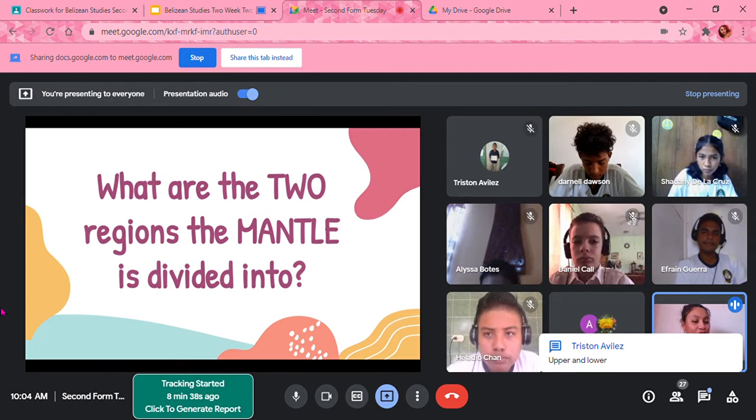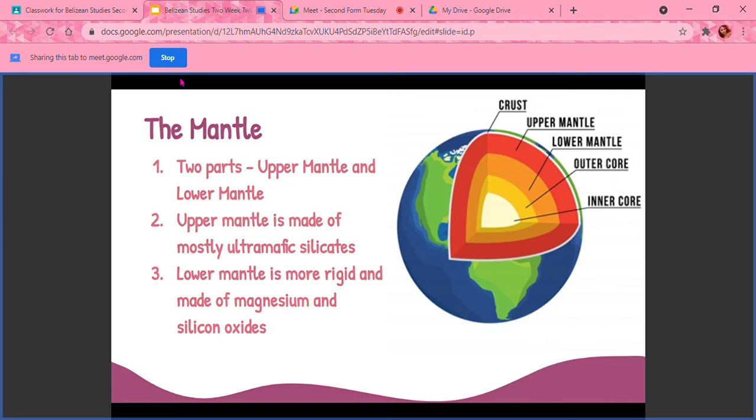Upper and lower. Very good, Tristan. So we have the upper mantle and we have the lower mantle. The upper mantle is the one in red and the lower mantle is the portion in orange.